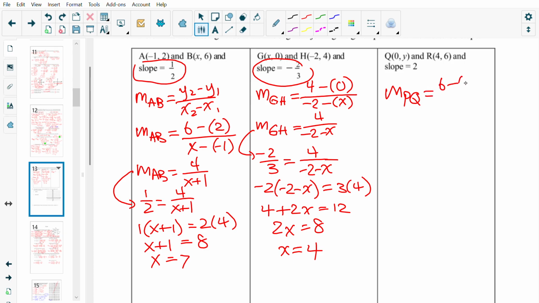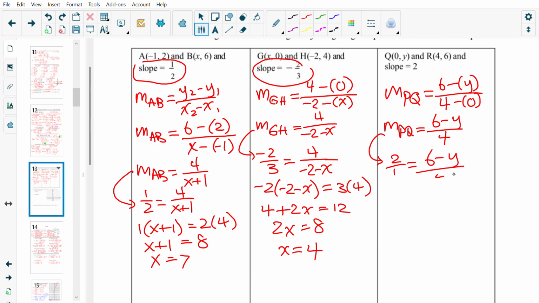Find the slope of PQ equals y2 minus y1 over x2 minus x1. Slope of PQ equals 6 minus y over 4. Well, the slope of PQ is just 2 over 1. And that equals 6 minus y over 4. Cross multiply, that's 2 times 4 equals 1 times 6 minus y. That's 8 equals 6 minus y.